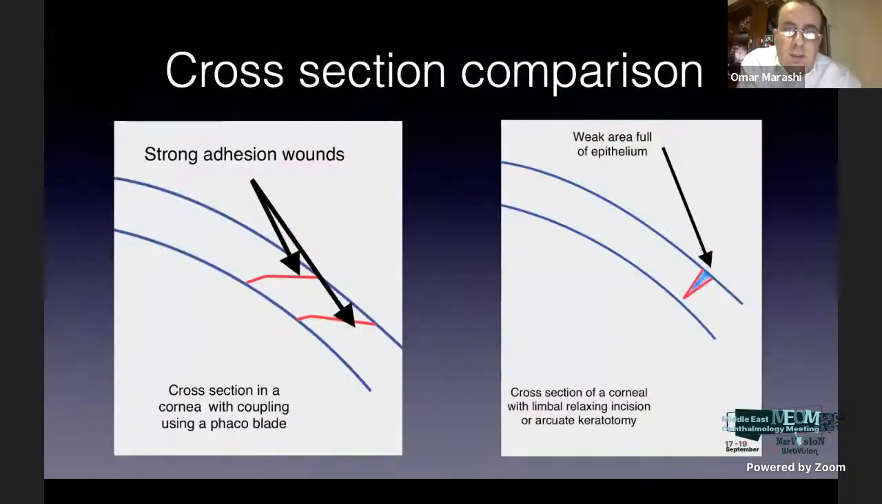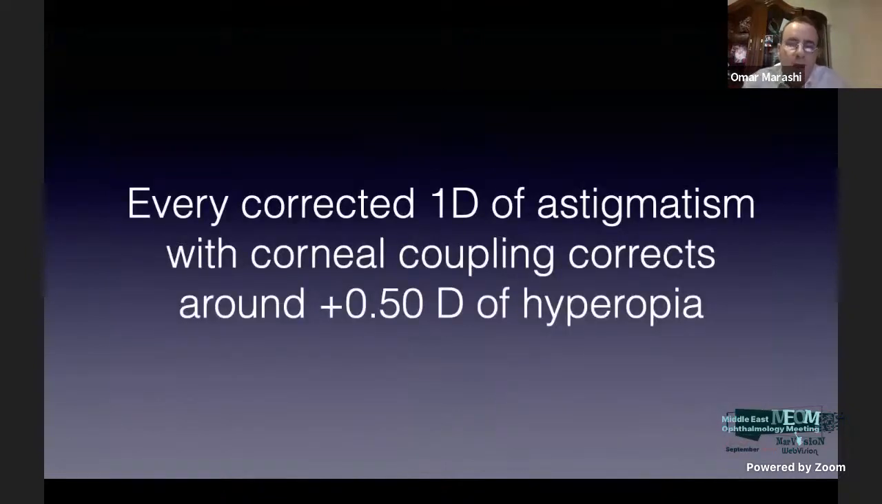Now, this is a cross-section comparison between the wounds of coupling and LRIs or AKs. If you've noticed, on the right side, the LRI or AK wound is full of epithelium. It looks like it has a V shape. Those wounds are usually weak and they stay weak for life. A blunt trauma might make this wound rupture. Meanwhile, on the left, the strong adhesion wounds with the phaco knife are so strong that you can perform a LASIK flap cut over them after 6 months of the surgery. You have to put this in consideration.